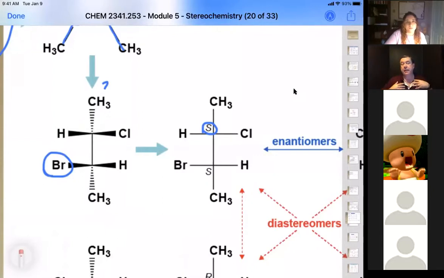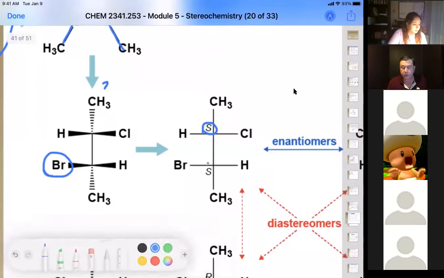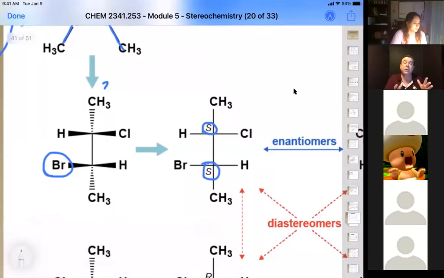So that's why I like the hand, because you can orient your hand to match the picture on the page. And then when you turn it around to look down at it, you can get the R and the S correctly. Okay. And we can do the same thing on the bottom here, and we'll see that it turns into S. Okay, so that's the cool thing about our Fischer projection. We're converting it into here.